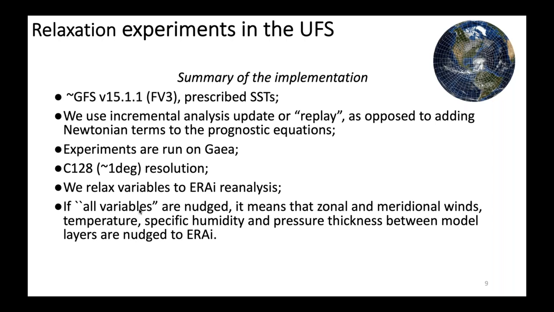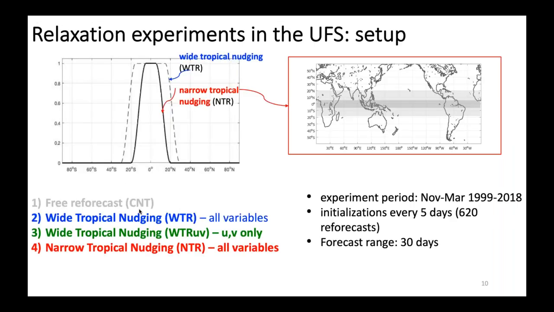So here are a couple of the setups we have tested so far. This wide tropical nudging case is very similar to what Young et al. 2010 used. We also tested a narrow tropical nudging region where full nudging is applied only between 5 south and 5 north. And we also tested the impact of nudging different sets of variables.